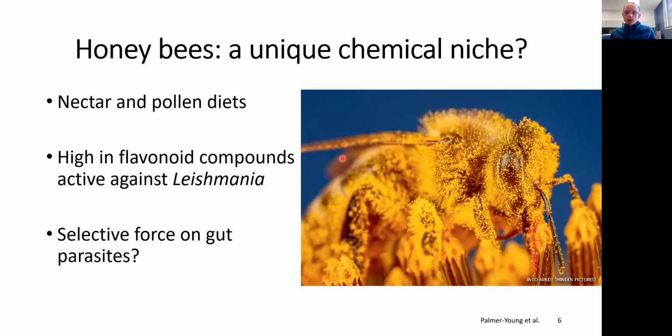The nectar and pollen-based diets of bees provide an excellent opportunity to study how a unique diet and gut environment has shaped parasite communities. Nectar and pollen are extremely rich in flavonoids that have strong effects against Leishmania species. Honeybee gut bacteria and the genomes of bees themselves exhibit adaptations to high flavonoid exposure. So, has nectar and pollen also shaped the trypanosomatid parasite communities of bees to favor strains and species with high flavonoid tolerance?